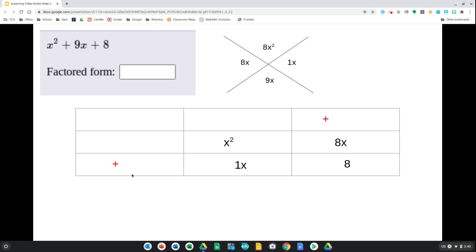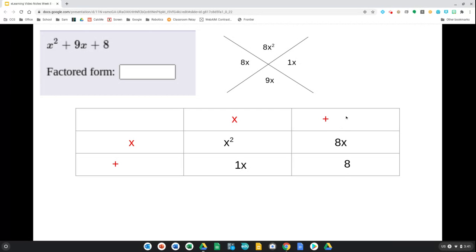Oh, I forgot. First thing we want to do is make sure we get the right signs on here. And so remember, since that's a positive 8x and a positive 1, these are going to be plus signs out here on our chart. Okay, so now again, that's going to be an x. That's our greatest common factor between x squared and 8x. Okay, now we can look at x squared and 1x, and we could also find the greatest common factor, which is an x. Or we could think x times x gives us x squared.